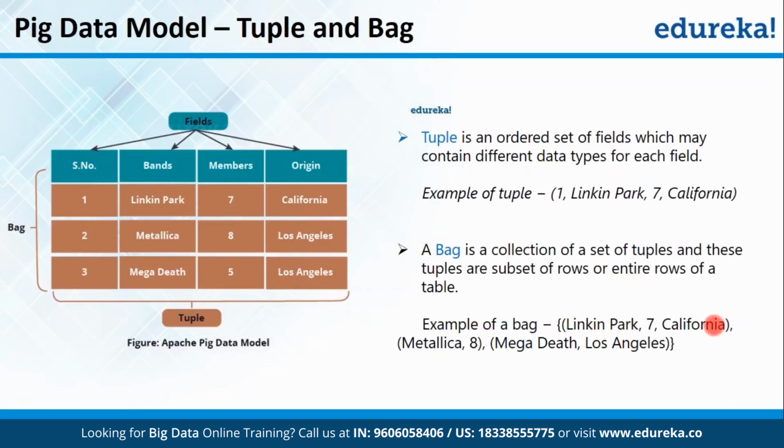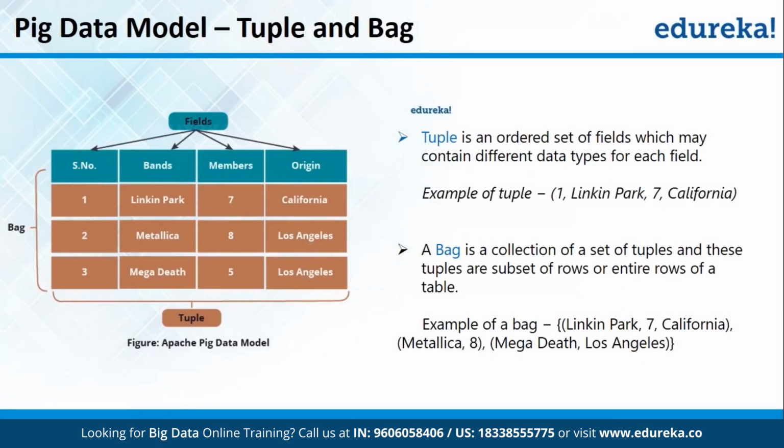As you can see, the first tuple is Linkin Park, 7, California. Only 3 fields. Second is Metallica, 8, just the 2 fields. And third is Megadeth, Los Angeles, that is these 2 fields, right? So what we are trying to show is a tuple within the bag could be a set of fields or it could be the entire row.